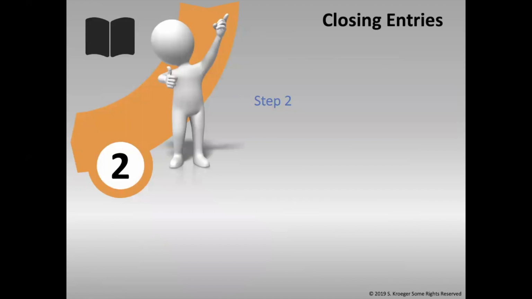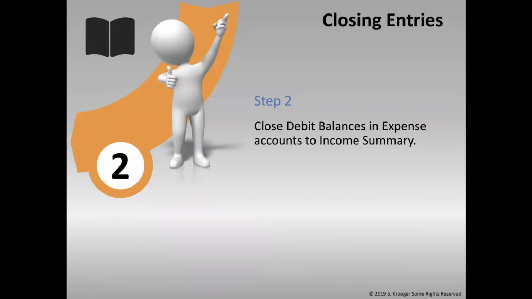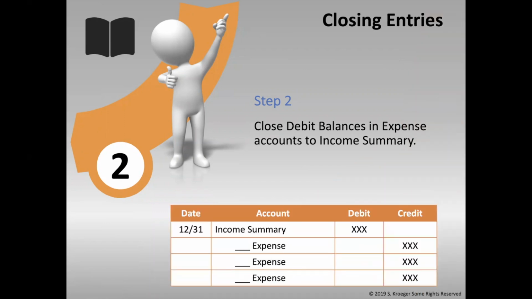The second step in the closing process is to close the expense accounts to income summary. Expense accounts normally have debit balances, so in order to close them, all expense accounts will be credited. If those accounts are credited, then income summary will be the debit. This is an example of what it could look like.